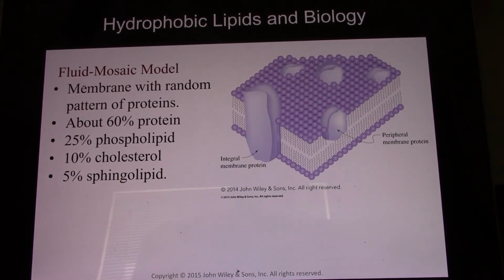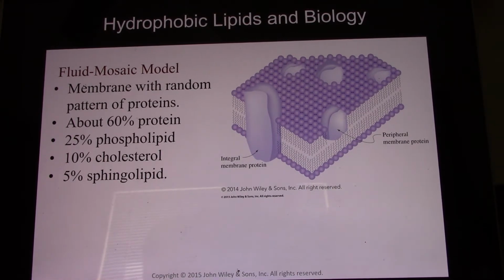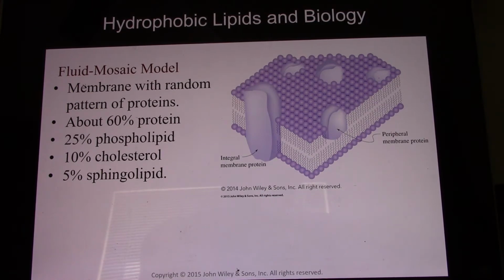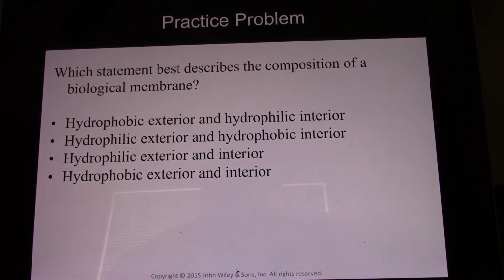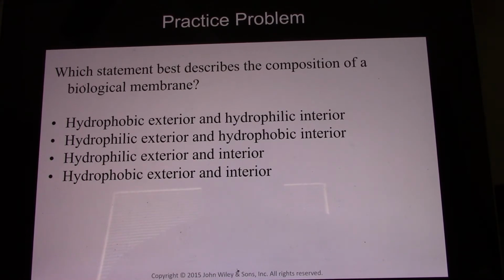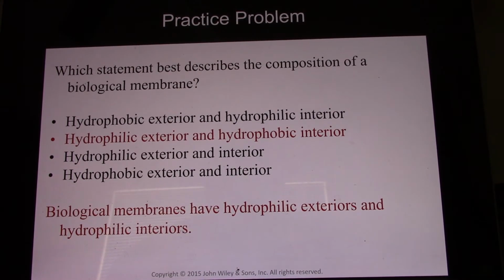The fluid mosaic model. Here we have a membrane with random pattern of proteins. The cell membrane is about 60% protein, 25% phospholipids, 10% cholesterol, and 5% sphingolipid. So what statement best describes the composition of a biological membrane? Hydrophilic outside, hydrophobic inside, giving you that barrier.